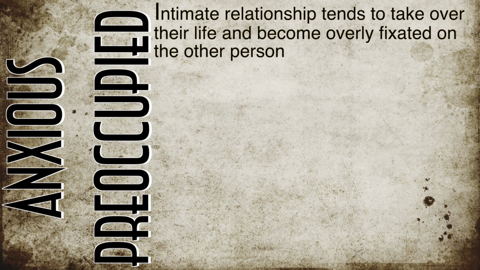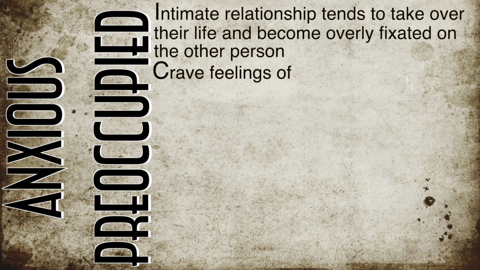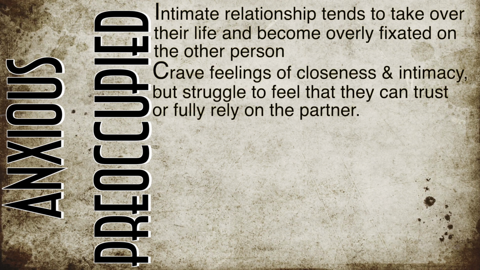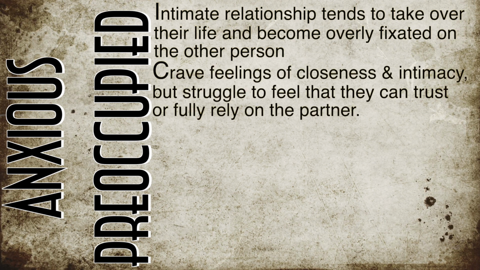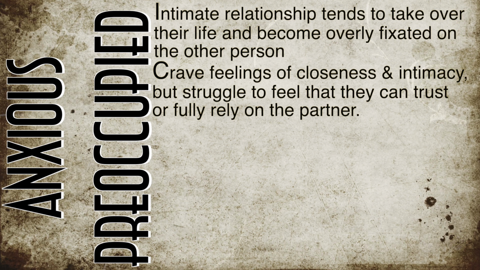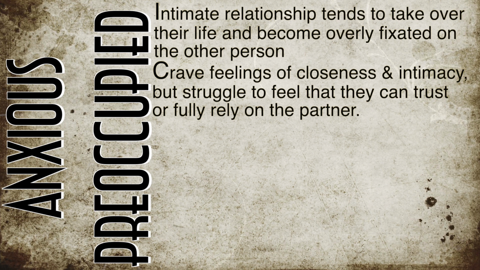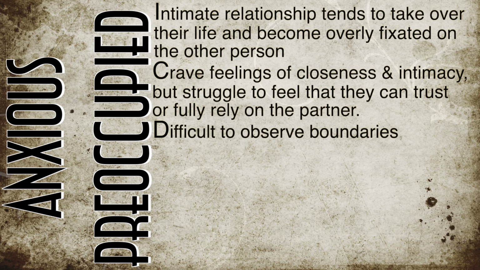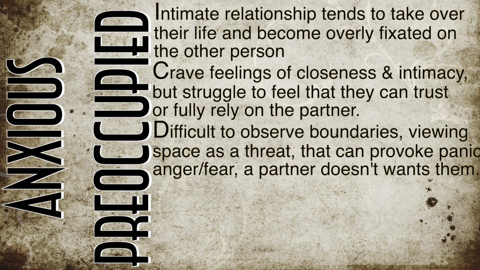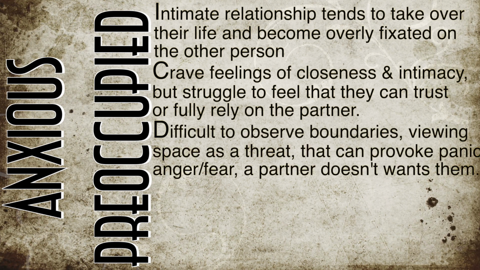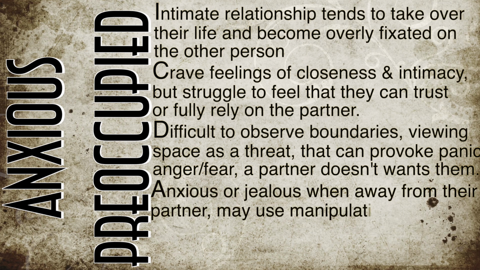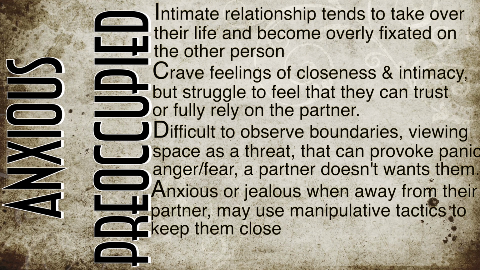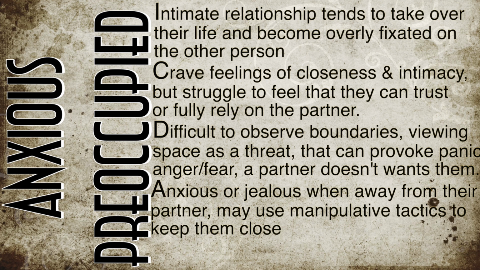But here are some things you see in their relationships. Being in an intimate relationship would take over their life. They want to be close to somebody, but the problem is they don't trust that partner because they couldn't really trust their caregiver to be consistent when they grew up. They find it difficult to make boundaries and view space as a threat. They get anxious and jealous when their partner's away, and may use guilt and other things to actually manipulate the person to get them back.